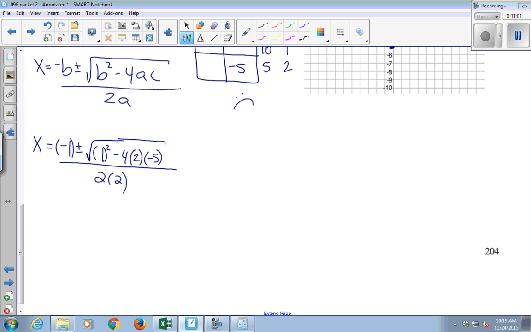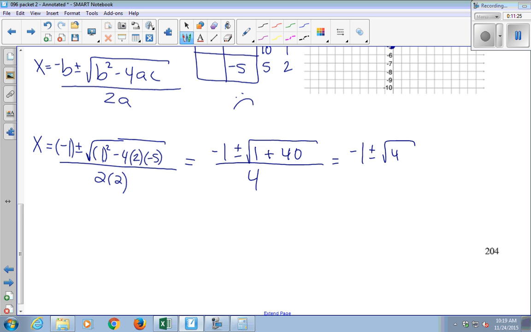All right, so that comes out to negative 1 plus or minus the square root. So 1 squared is 1. Negative 4 times 2 times negative 5 is positive, because negative times a negative makes a positive. Positive 40 all over 4. So this is negative 1 plus or minus radical 41 over 4.